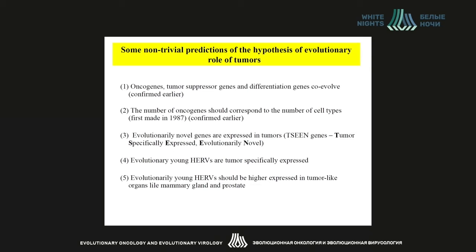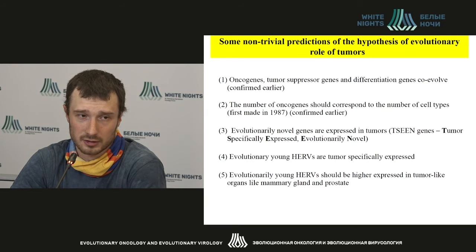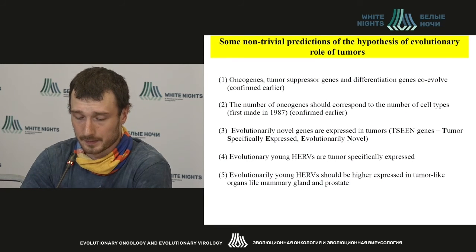In our study, we looked at another two surprising predictions, namely that evolutionary young HERVs are tumor-specifically expressed and that evolutionary young HERVs should be higher expressed in tumor-like organs such as mammary glands and prostate.